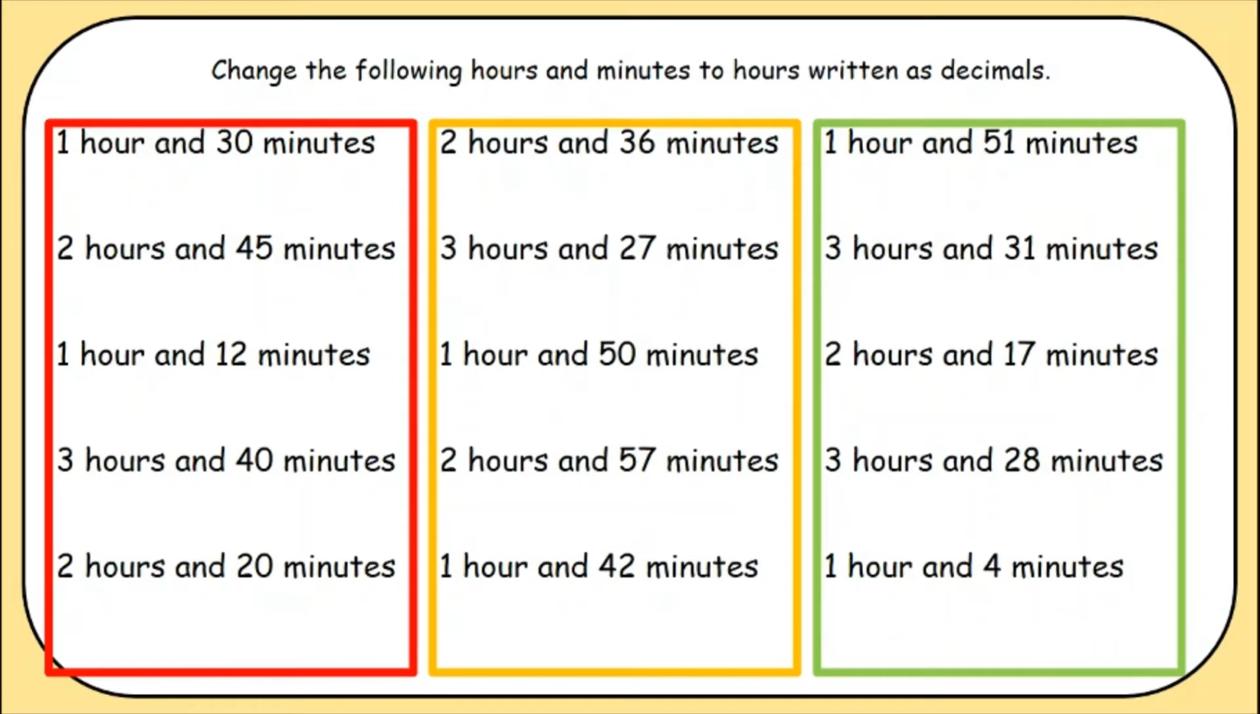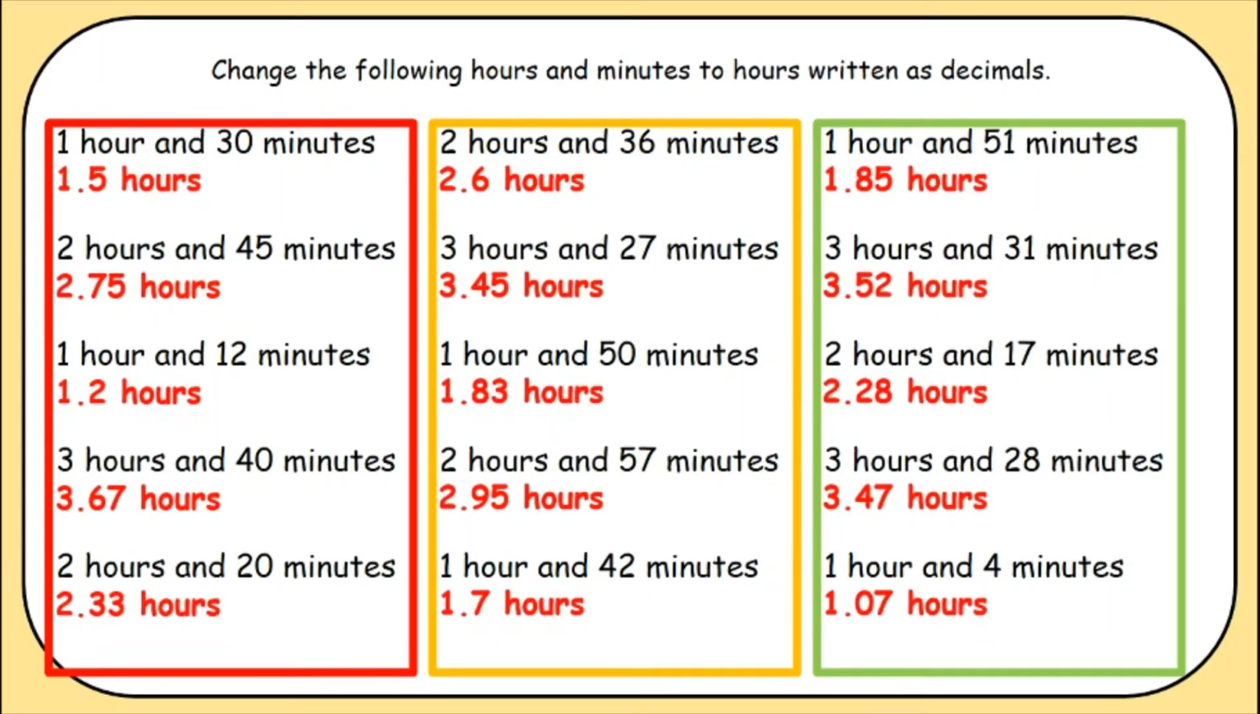Okay, the answers on the board are here. The common ones that you do need to try and remember is that half an hour is 30 minutes. So 30 minutes is always going to be 0.5, 15 minutes is going to be 0.25, and 45 minutes is going to be 0.75. Those three do come up quite often.